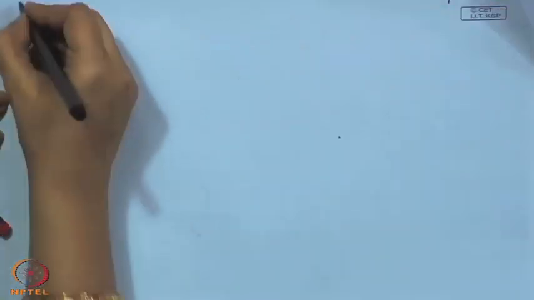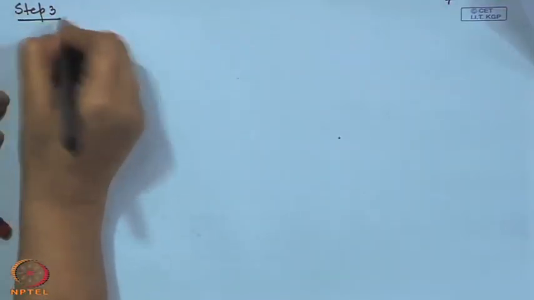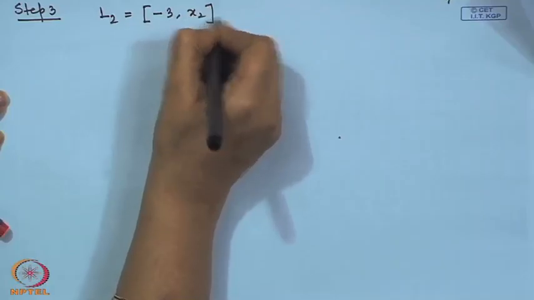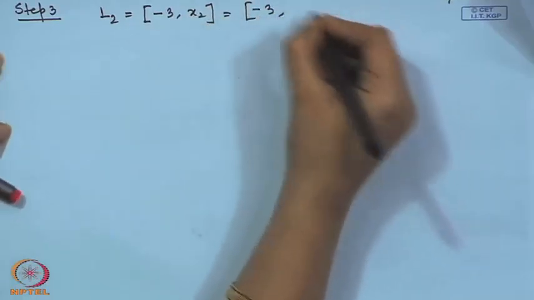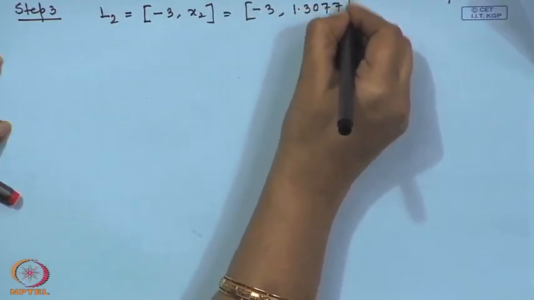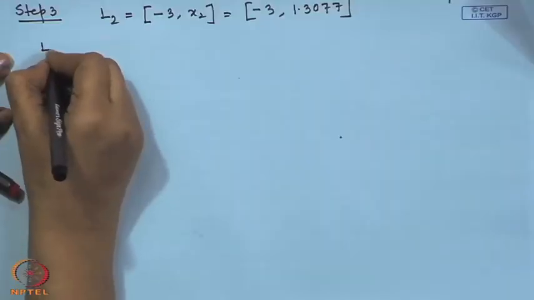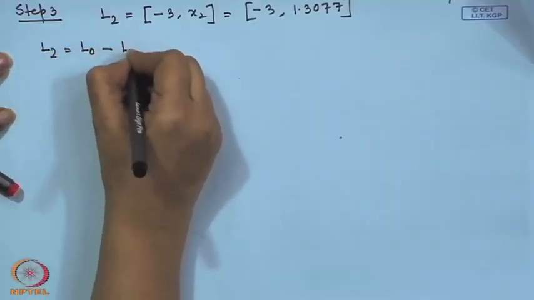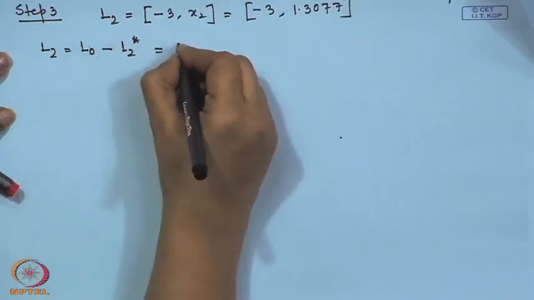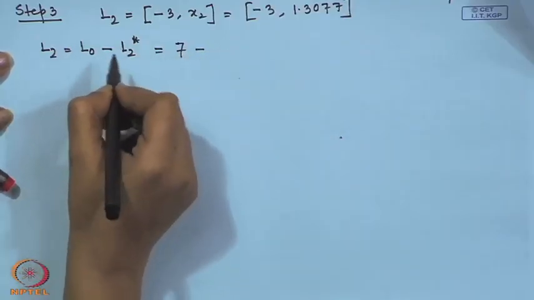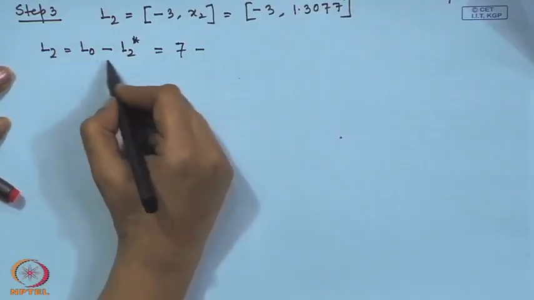Coming to the next, step 3. We will get L2 as we have considered, L2 equal to minus 3 to x2, that means minus 3 to 1.3077. If we apply the formula we have just learned, we will get the same value for L2. How? As we know, L2 is equal to L0 minus L2 star. What is L0? The length of L0 was 7. Whenever I write L0 or L2 star within the equation, it means the length of the given interval, and L0 is 7.